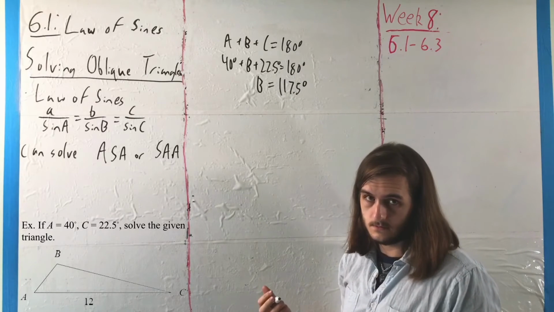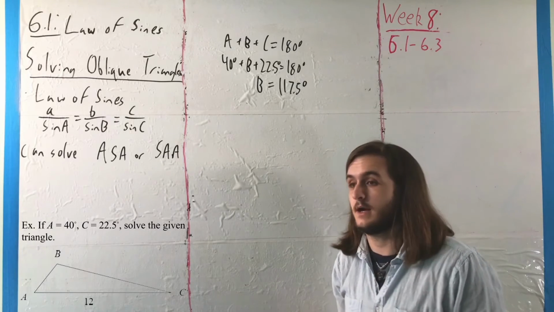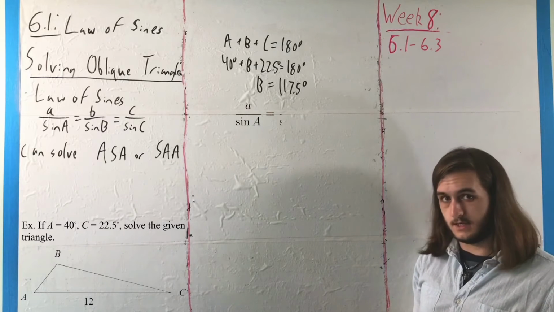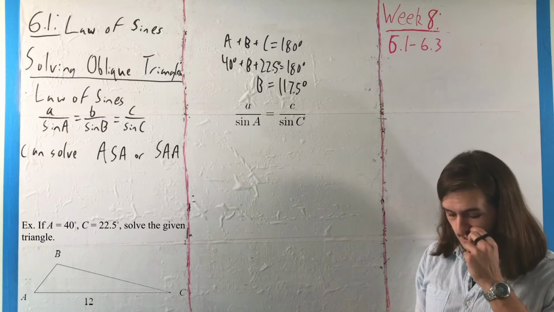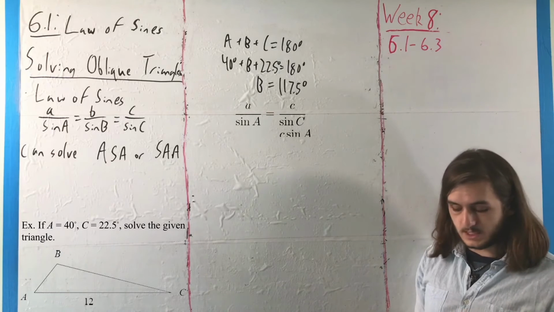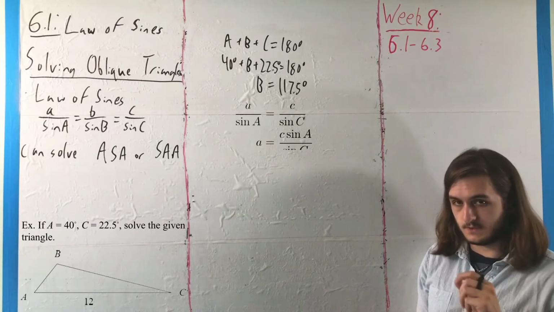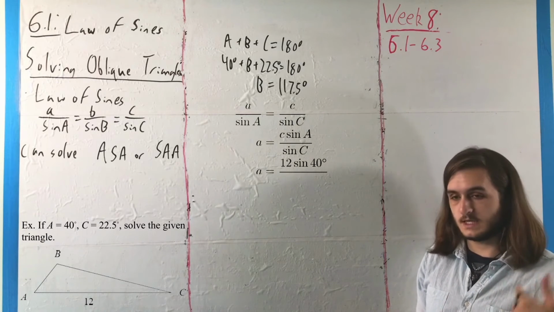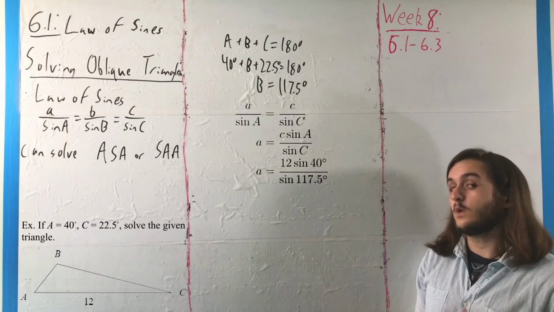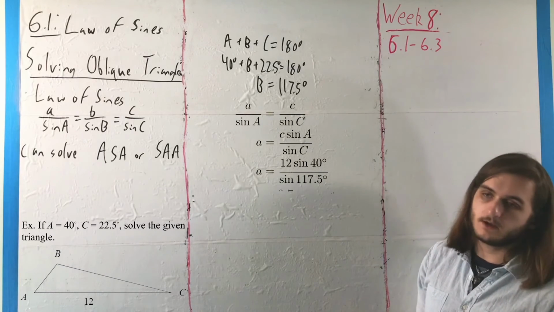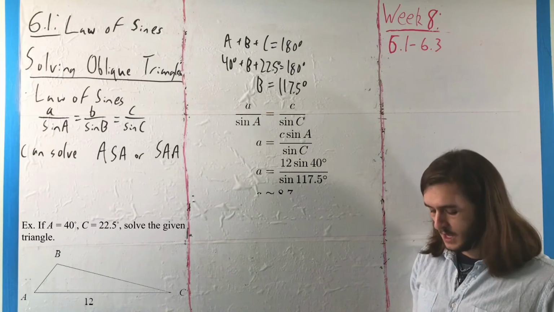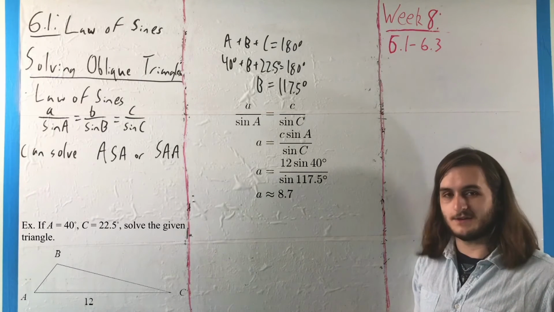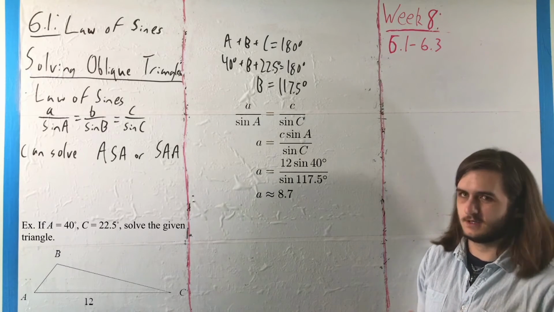And then from here, it's entirely a matter of some creativity with the law of sines. We have that A over sine of A equals C over sine of C, which, following some rearrangement, says that A is equal to C sine of A over sine of C. Plug in our values. That's 12 times sine of 40 over sine of 117.5, which, approximating for the fact that those aren't nice angles, gives us a measurement that A is equal to 8.7 unitless measurements approximately.